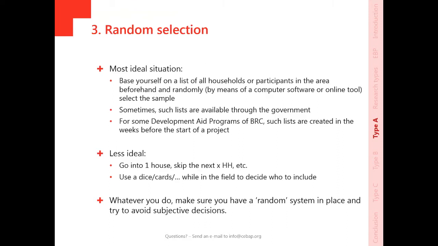Next is random selection. It's important to select your sample beforehand. Ideally, you have a list of all households or participants in the area available beforehand, and you randomly, by means of a computer software or online tool, select the sample. Sometimes such lists are available through the government.